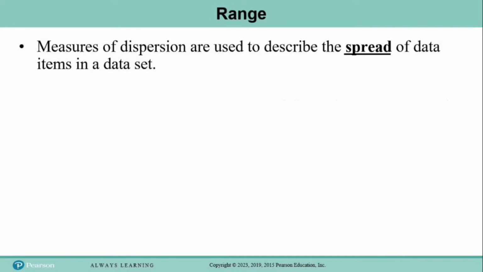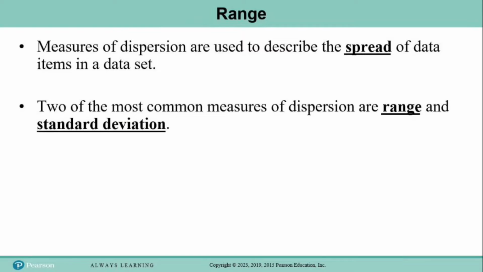So y'all remember that in the last section we looked at measures of central tendency, and those were just different calculations that helped us find a number to represent the center of the data set. But another important characteristic of a data set is how spread out the numbers are. So measures of dispersion are used to describe the spread of data items in a data set. And two of the most common measures of dispersion are range and standard deviation.